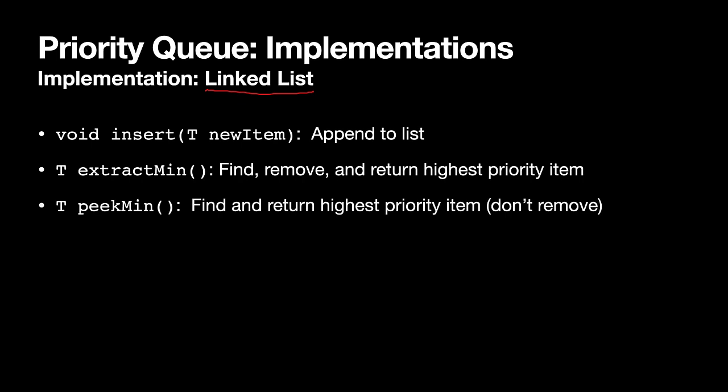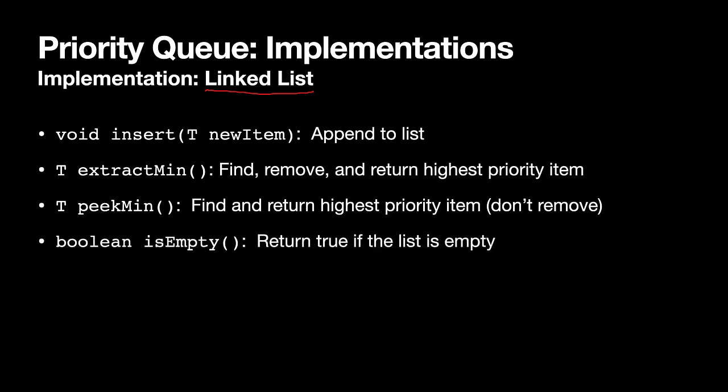Finding the minimum, peek min, is also going to require us to find where the minimum value is in the list. And then finally, isEmpty is just going to return true if the list is empty and false otherwise. So let's look at an example problem with some priority queue operations.